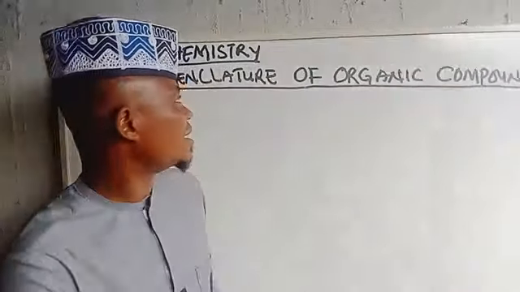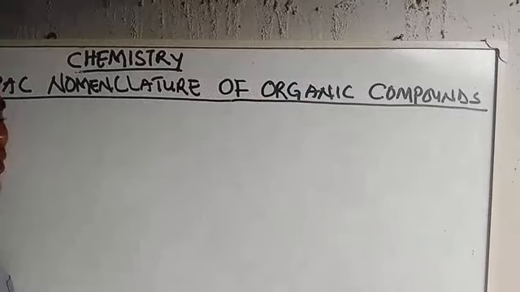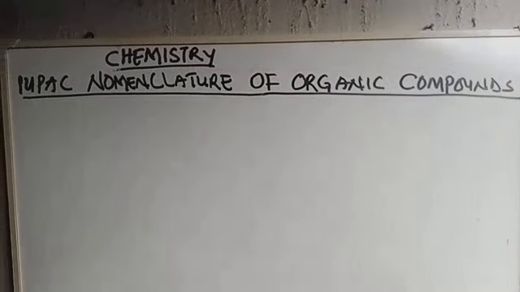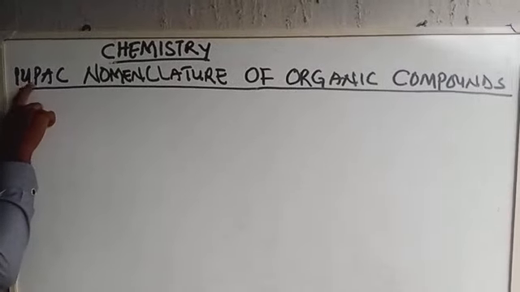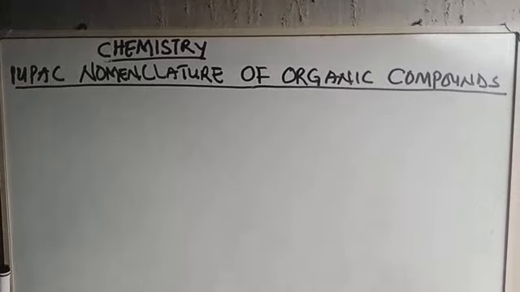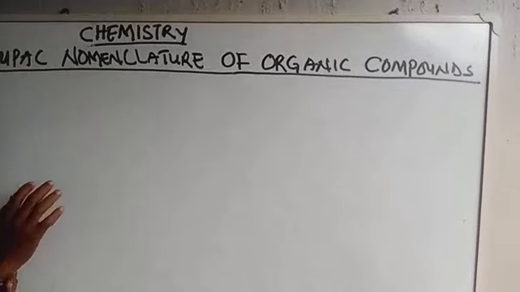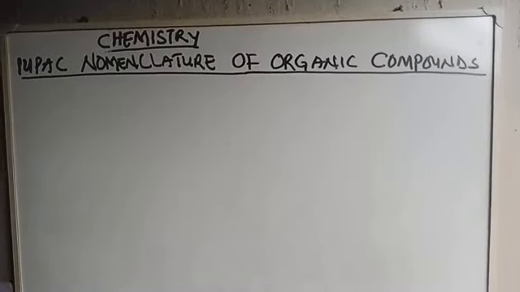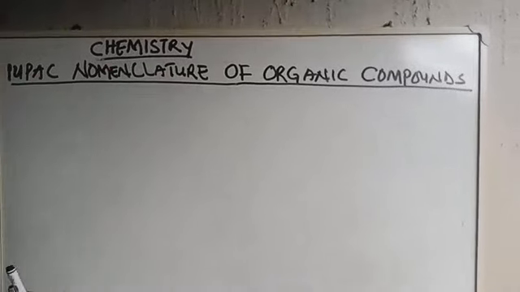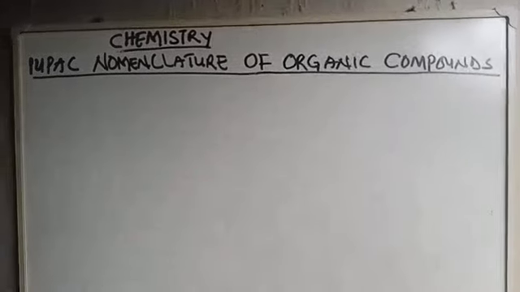Today we'll be looking at IUPAC Nomenclature of Organic Compounds. Now, IUPAC stands for what? International Union of Pure and Applied Chemistry. It's a union that guards the affairs of chemistry. They're in charge. Now, nomenclature simply means naming. So how do we name organic compounds?